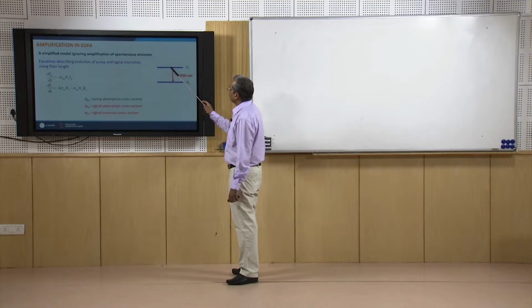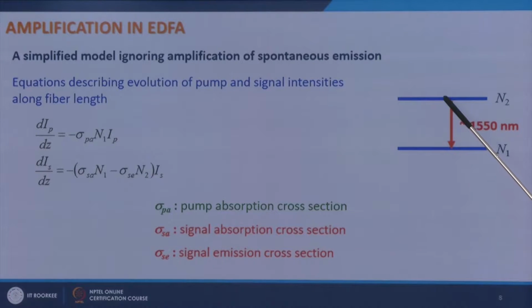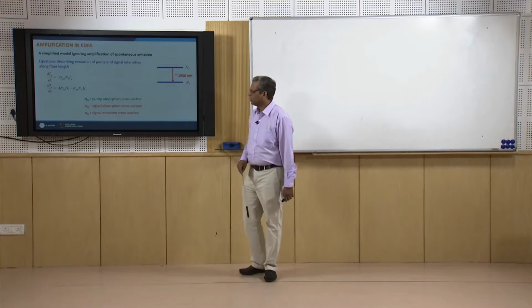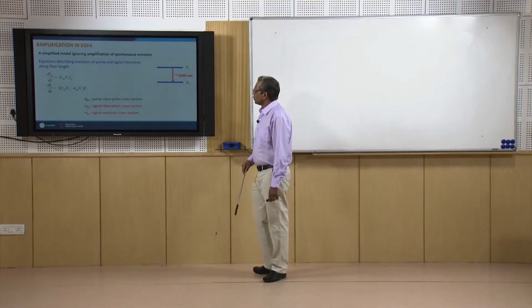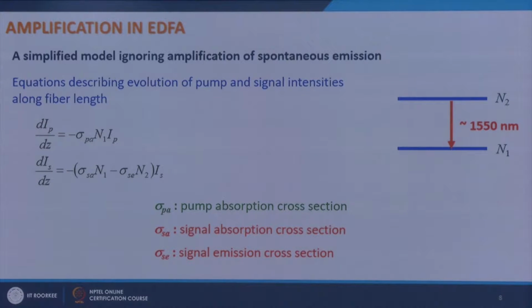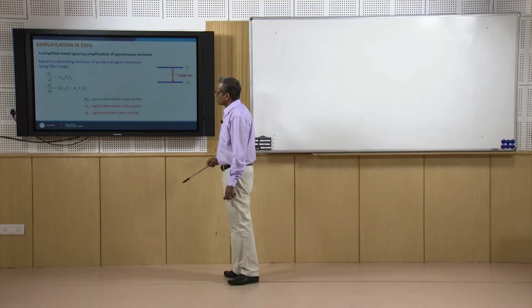This state or this band has been populated via a higher band using, for example, a 980 nanometer pump, or directly from here to here using a 1480 nanometer pump. So, you create a population inversion. N2 is the number of atoms per unit volume in this band, and N1 is the number of atoms per unit volume in this band.